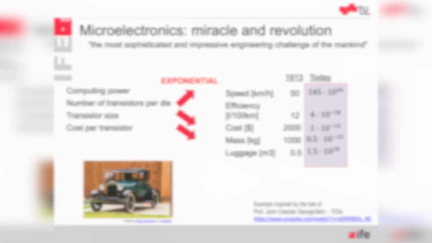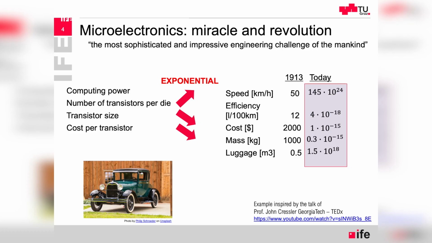The speed would exceed the speed of light. The efficiency, if we recalculate this, would be such that with 10 liters we could traverse the Milky Way. The cost would be just one femtodollar. The mass of the car would be comparable to the DNA of the bacteria E. coli. Actually, it would be even smaller. And the room for your luggage would be such that you could put in the solar system. So when we compare those two different worlds, it just shows how impressive what has happened over the last decades in microelectronics is.